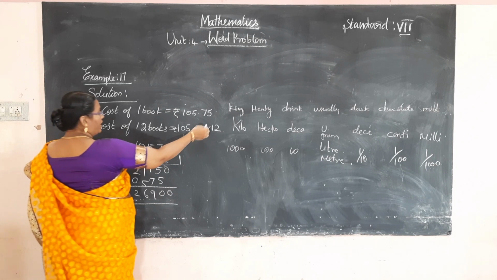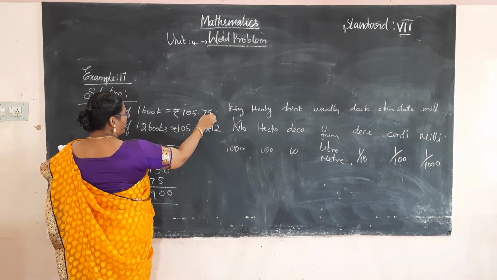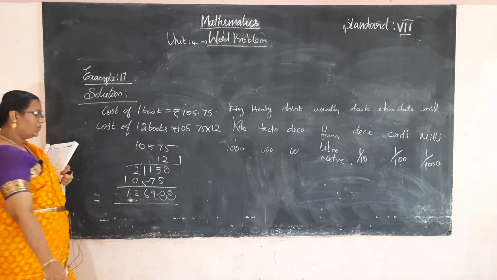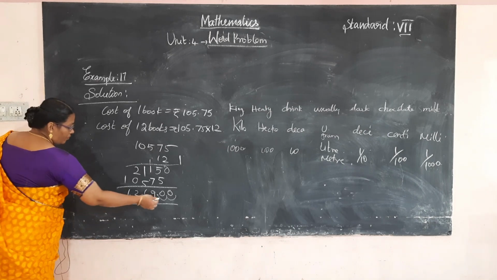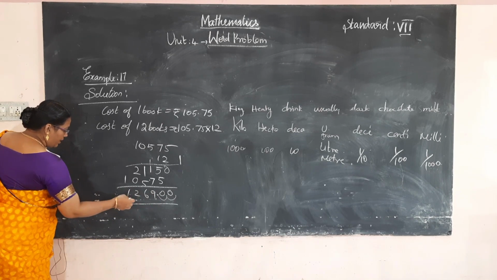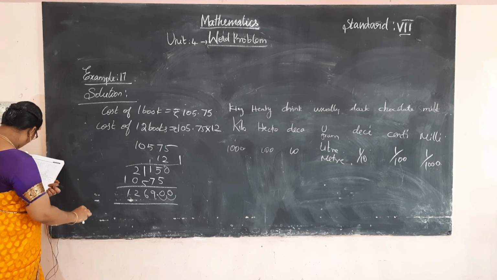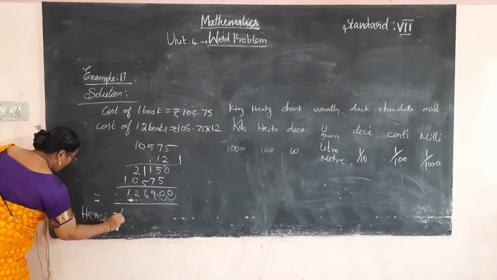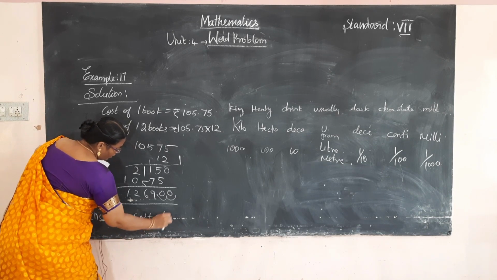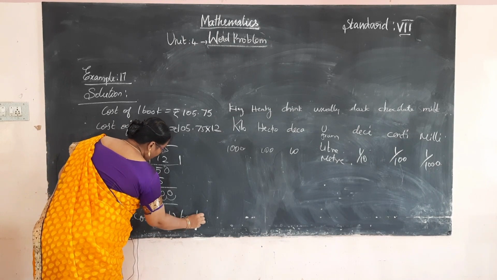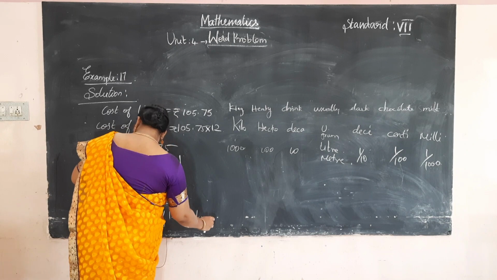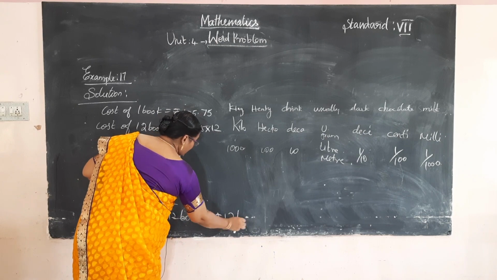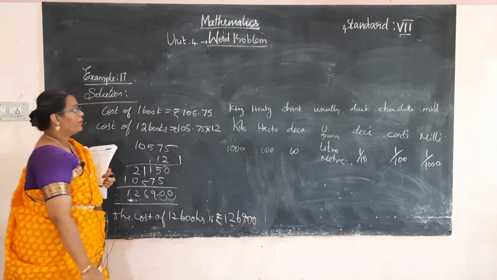How many decimal places are there? After the decimal point there are 2 decimal places, so starting from the right, 1, 2, I put the decimal point after the 9. Hence the cost of 12 books is rupees 1269.